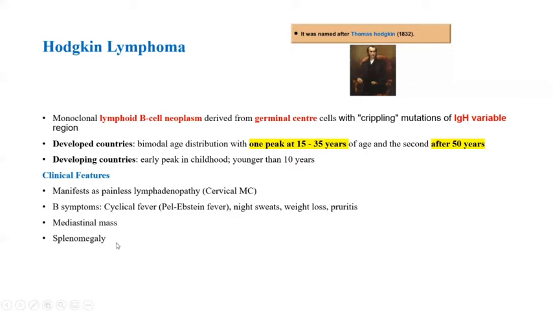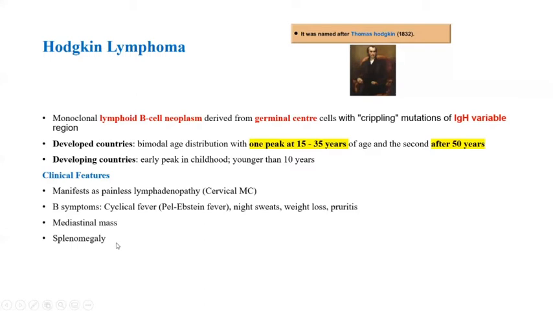WHO classifies Hodgkin lymphoma into two types: classical Hodgkin lymphoma and nodular lymphocyte predominant Hodgkin lymphoma. The classical Hodgkin lymphoma is further classified into nodular sclerosis, mixed cellularity, lymphocyte rich, and lymphocyte depleted. The most common in classical is nodular sclerosis. It is the most common Hodgkin lymphoma, and it has a very good prognosis. The poor prognosis is of lymphocyte depletion.